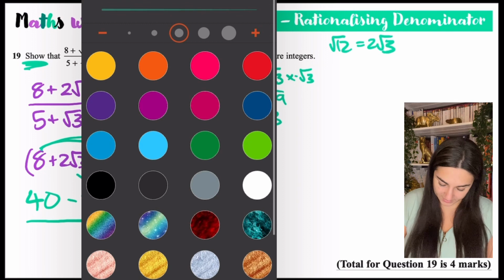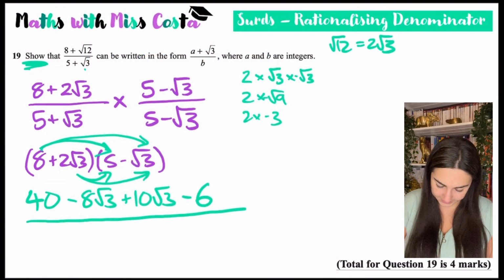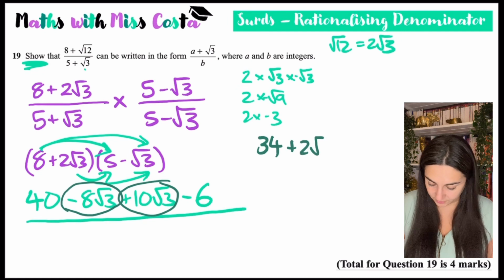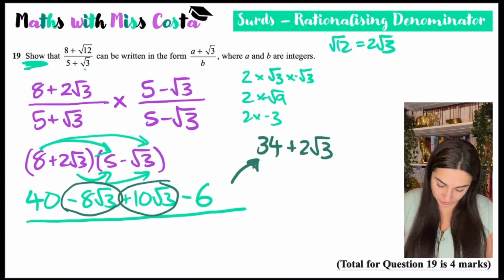Now let's do the denominator in a different colour. And obviously you could simplify these two, let's simplify it over here. You could simplify the top. So 40 take 6 is 34. And minus 8 plus 10 is 2 root 3. But that's the simplified version for later. Now let's do the denominator.